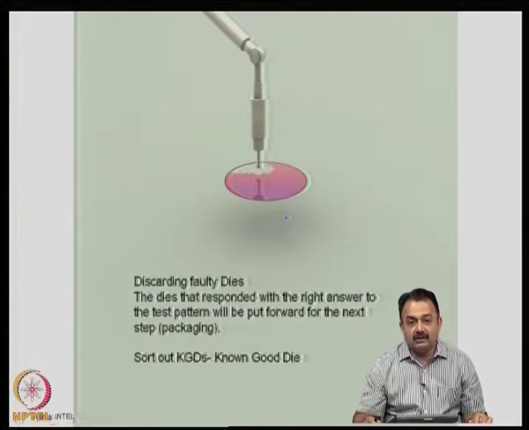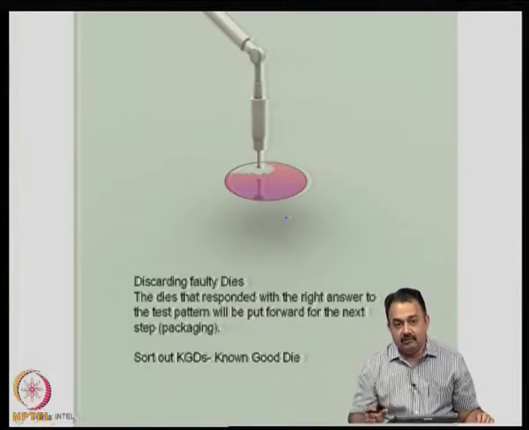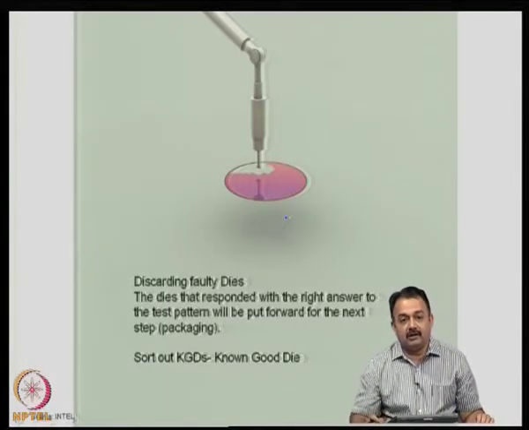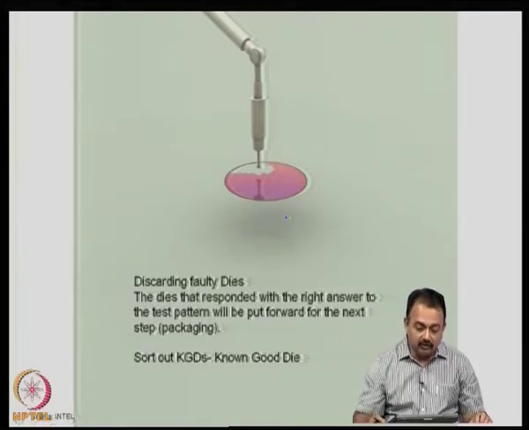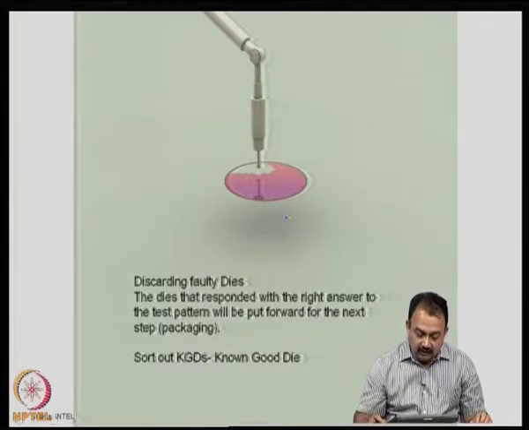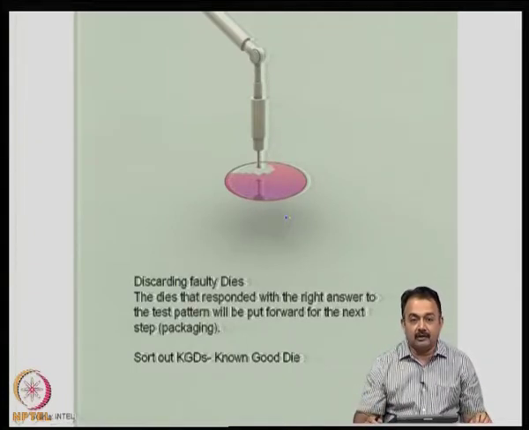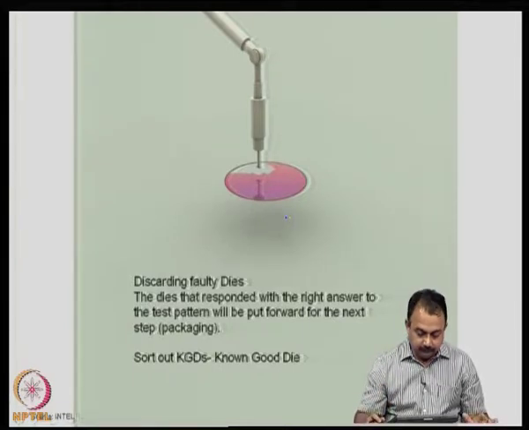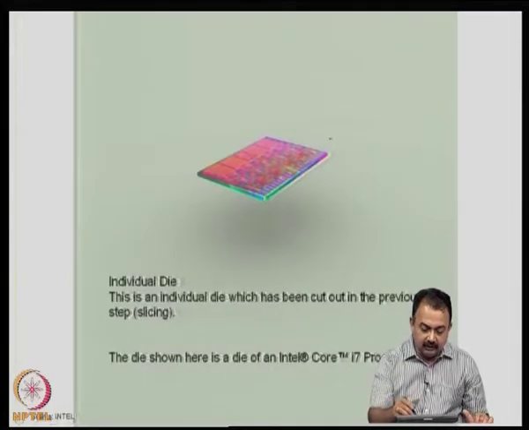Now, after the dies are singulated, you get single dies, and you have to qualify each as a known good die, KGD. Again, you can do an electrical test for each of these dies, and you can put it through a series of programmed tests, which will say whether this die has passed the requisite test. So, this is how you will get an individual die.